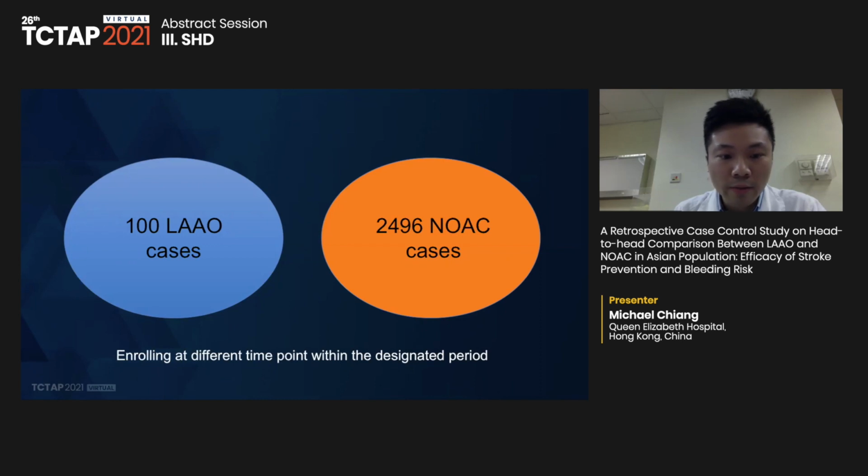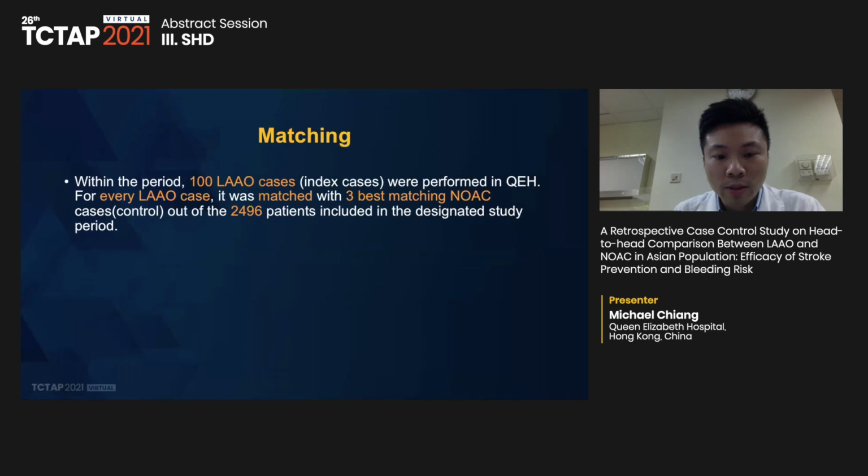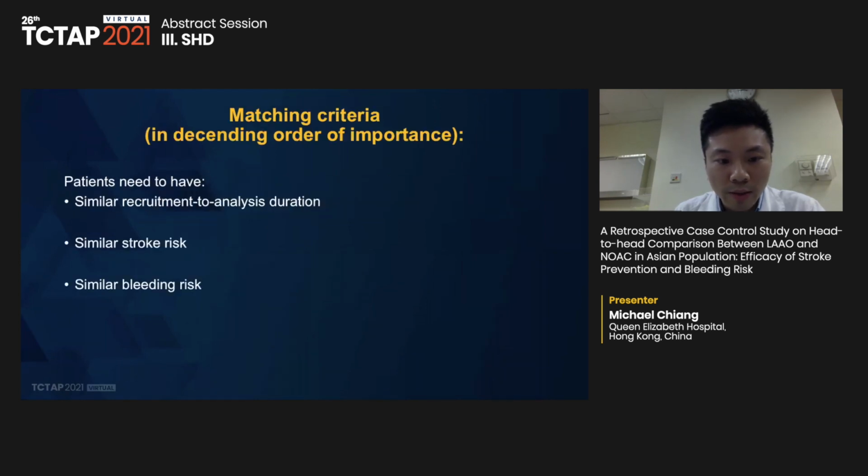Each was enrolled at a different time point. How can we analyze this data to achieve a fair comparison between the two groups? To obtain a fair comparison, we have to look at a few parameters. The two groups of patients must have a similar stroke risk, similar bleeding risk, and also a similar recruitment to analysis duration. Hence, I employed a matching system. Within this inclusion period, a total of 100 LAAO cases were performed. Every LAAO case is matched with the 3 best matching NOAC cases out of the 2,500 patients. So how was the matching done?